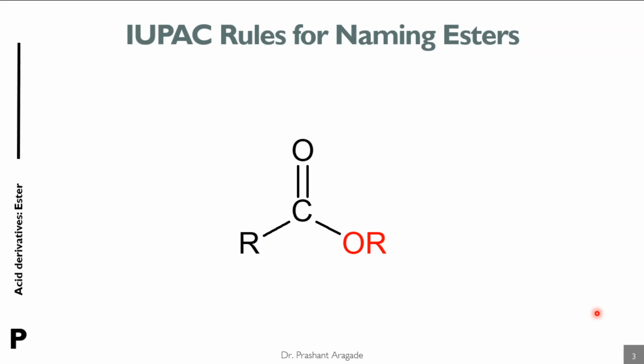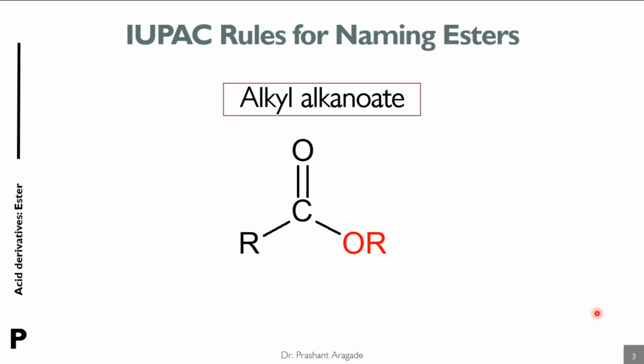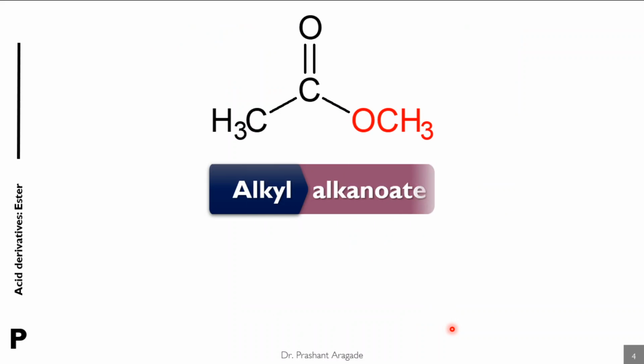So how do we give names using IUPAC rules? In the IUPAC system, esters are known as alkyl alkanoate. That is, you have to replace the E of alkane with OATE. So the suffix used for ester is OATE.